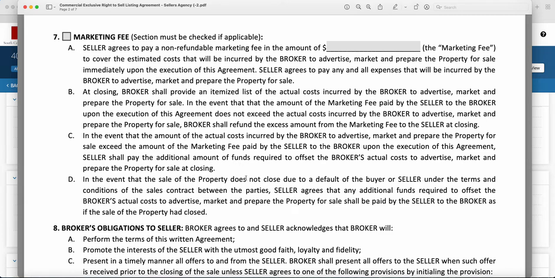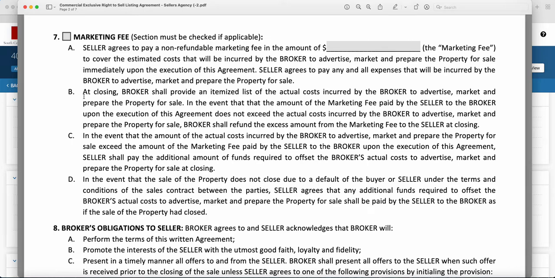Now, in the event the sale of the property does not close due to a default of the buyer or seller under terms and conditions of the sale between the parties, seller agrees that any additional funds required to offset broker's actual costs to advertise shall be paid by the seller to the broker as if the sale of the property had closed. So this is saying, hey, if the property doesn't close and you spent more than this, you can still go for that money. And one thing you can always work with the seller on is that you can reduce this marketing fee from commissions as well, or from the sale fee that you're charging up above.